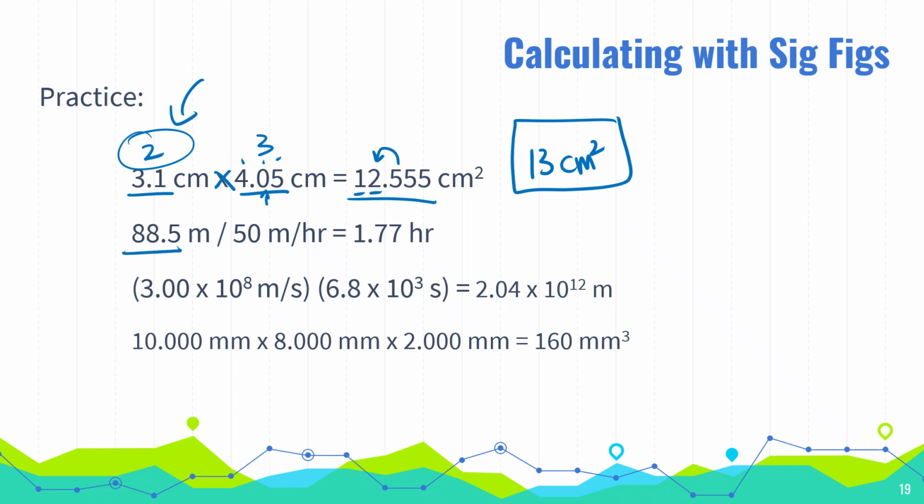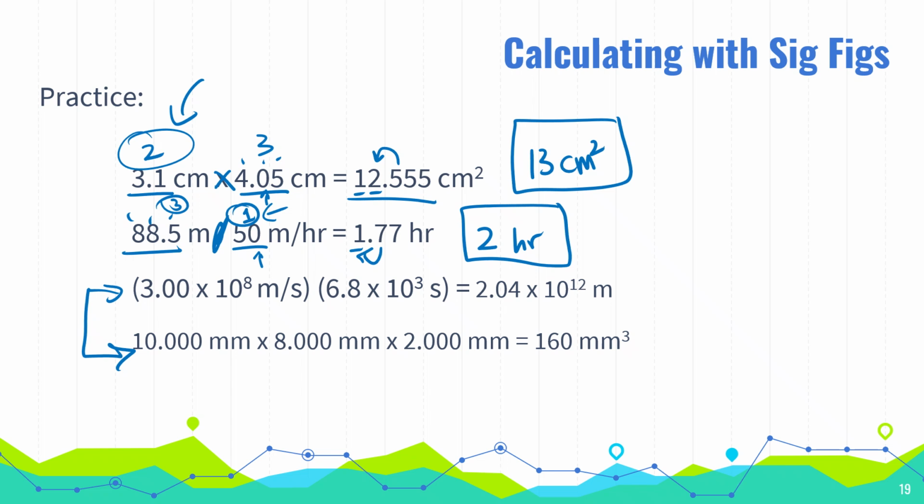How about here? I've got 1, 2, 3 sig figs. Here, there's no decimal. That means that the 0 to the right of the non-zero digit is not significant. There is only one sig fig here, my friends. And so 1 is less than 3. We're going to round our final answer to only one sig fig because we're dividing. So I'm going to take that 1. That 7 is going to bump the 1 up to a 2. My final answer to the correct number of sig figs is only 2 hours. How about these last two you do on your own?